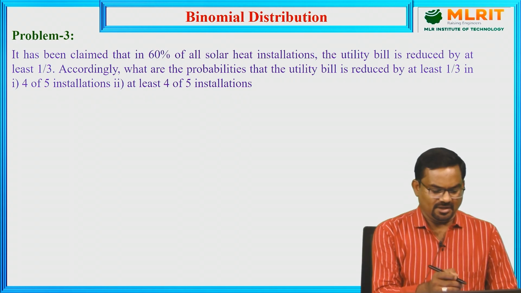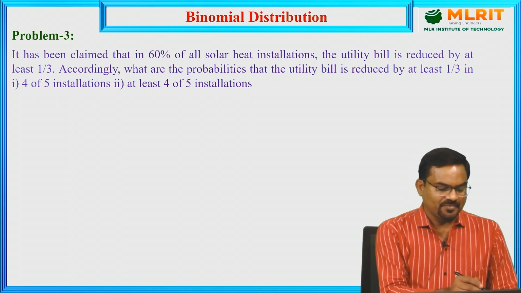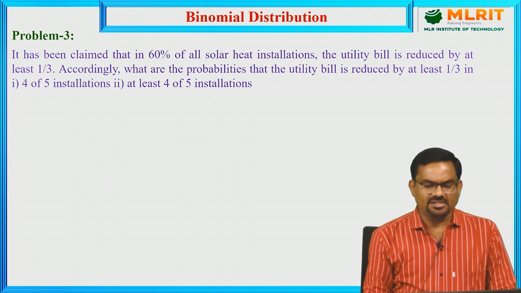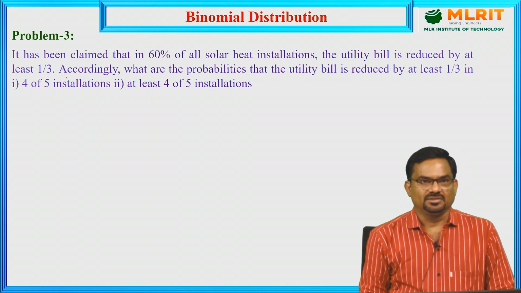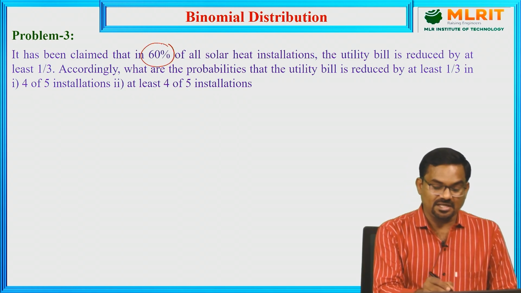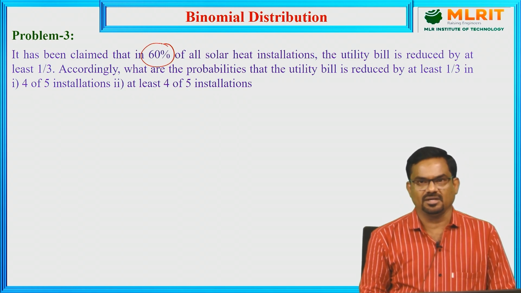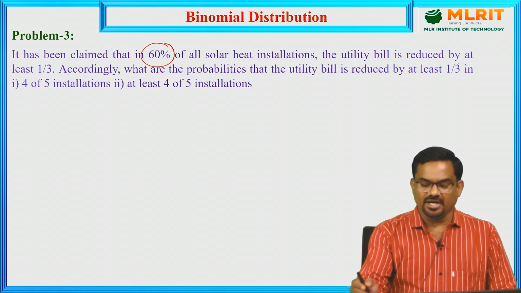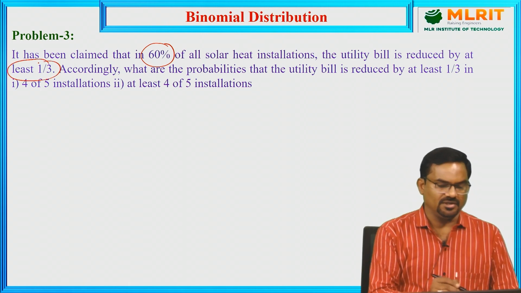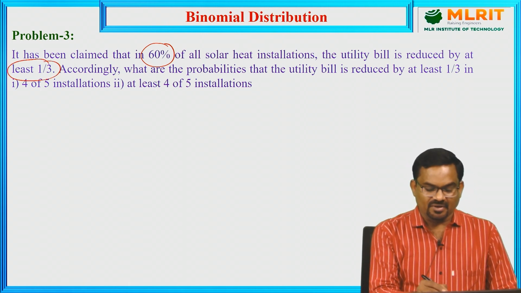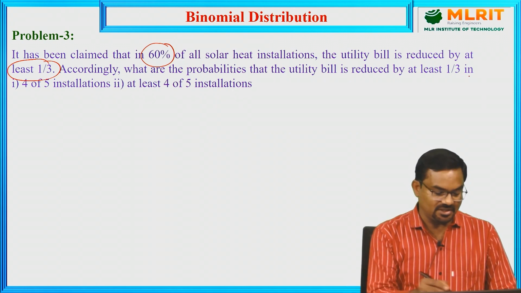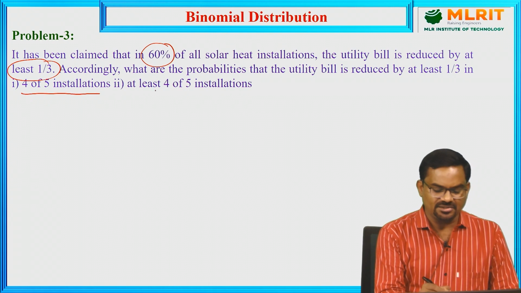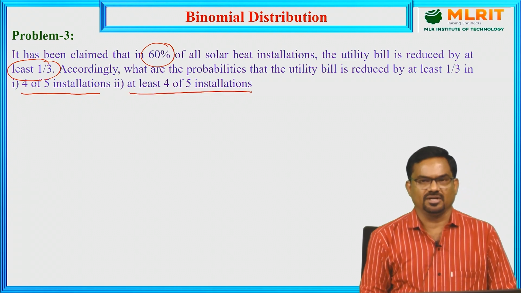Similarly, let me explain another problem. It has been claimed that in 60% of all solar heat installations, the utility bill is reduced by at least 1/3. Now, accordingly, what is the probability that the utility bill is reduced by at least 1/3 in 4 of 5 installations, at least 4 of 5 installations?